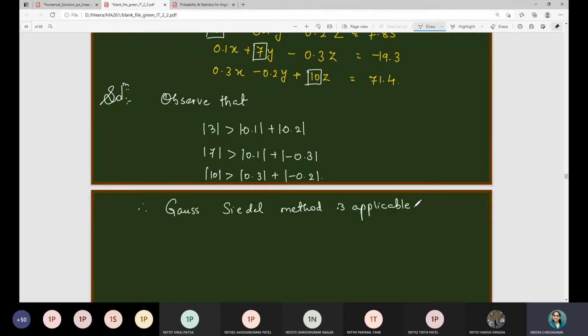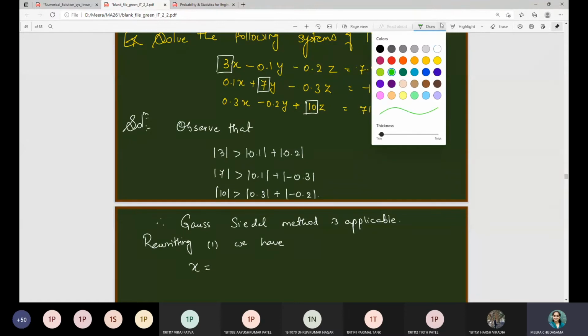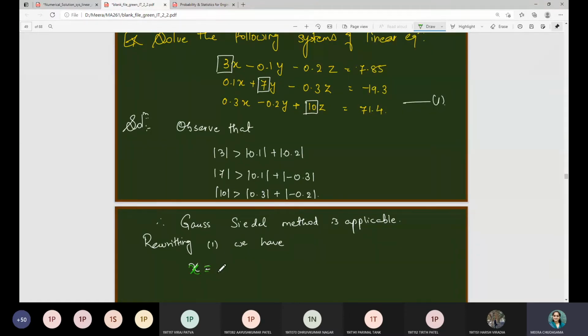So now what is the next step? The next step is rewriting these equations, right? So suppose I call this system 1. Rewriting 1, we have, in that case, you can see that x can be written as, let me use another column, x can be written as 1 upon 3 times 7.85 plus 0.1y plus 0.2z.